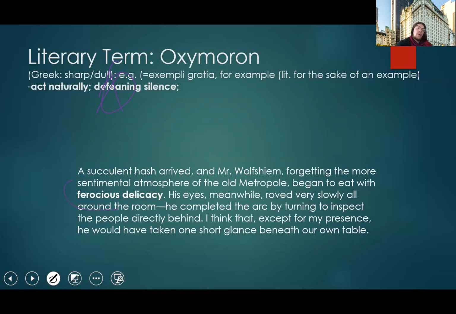The oxymoron I want to draw attention to is ferocious delicacy. On one hand, you have ferocious, attack, predatory. Delicacy, though, is great care, even elegance. And this is the way in which this man eats. So what I want to suggest is he's conjuring the idea of the wolf in sheep's clothing.